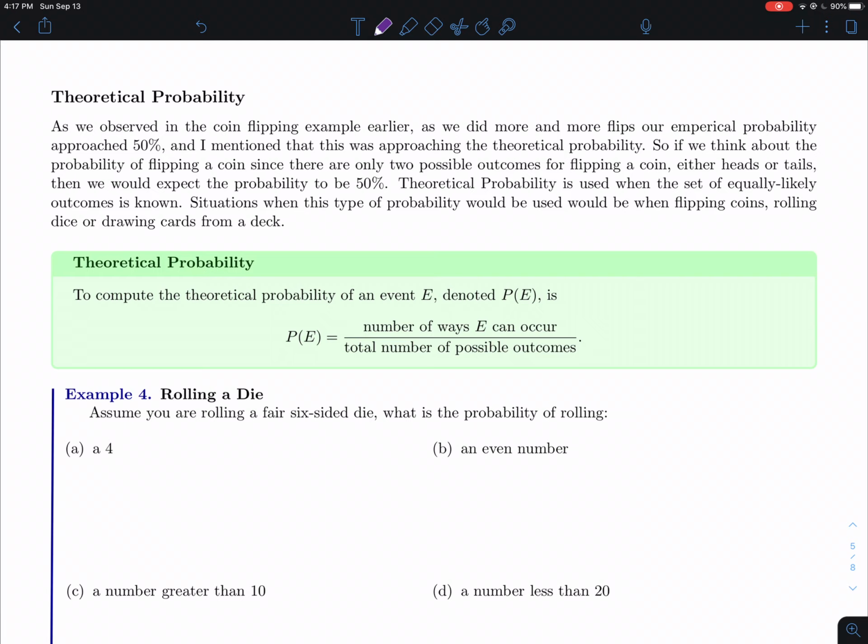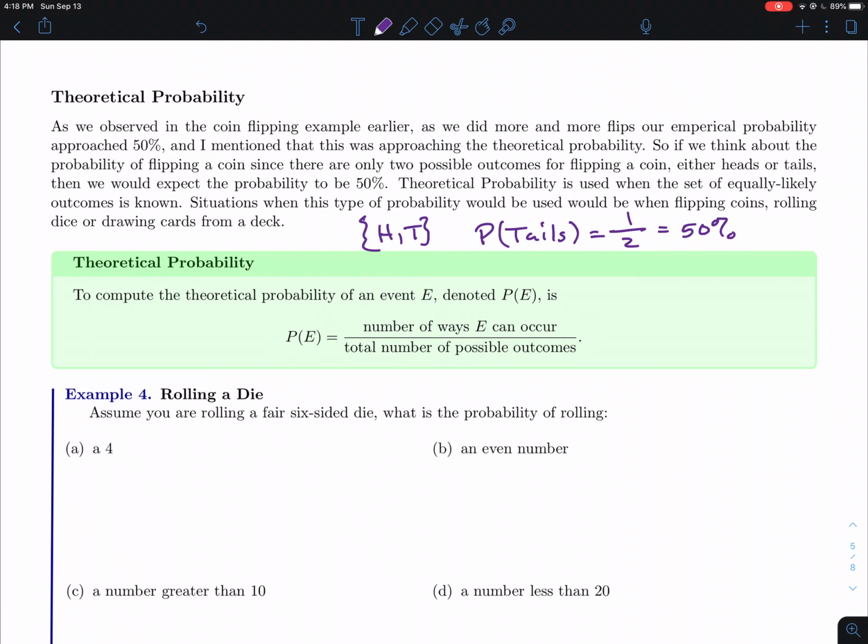So theoretical probability is kind of what empirical probability, especially in that flipping of coin situation, would expect the probability to be. So again, when you're talking about flipping a coin, there's only 2 possibilities. You can either get a heads or you can get a tails. So in this case, the probability of getting tails, since there's only one way to flip a tail, but 2 possible outcomes, gives me a 1 over 2 or a 50%.